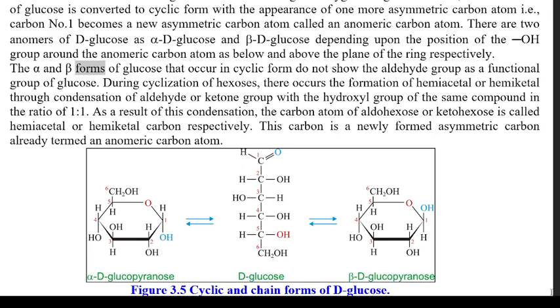The alpha and beta forms of glucose that occur in cyclic form do not show the aldehyde group as a functional group of glucose. During cyclization of hexoses, there occurs the formation of hemiacetal or hemiketal through condensation of the aldehyde or ketone group with the hydroxyl group of the same compound in the ratio of 1:1. As a result of this condensation, the carbon atom of aldohexose or ketohexose is called hemiacetal or hemiketal carbon respectively. This carbon is a newly formed asymmetric carbon already termed an anomeric carbon atom. Figure 3.5 Cyclic and chain forms of D-glucose.